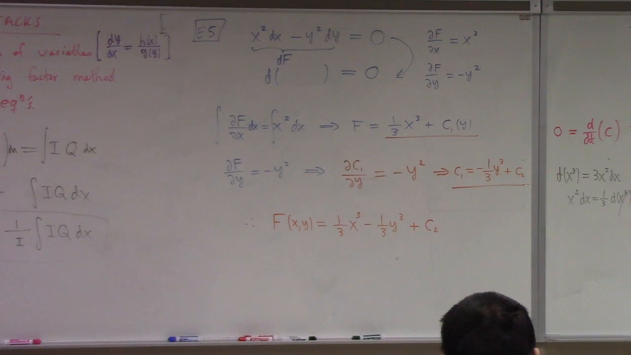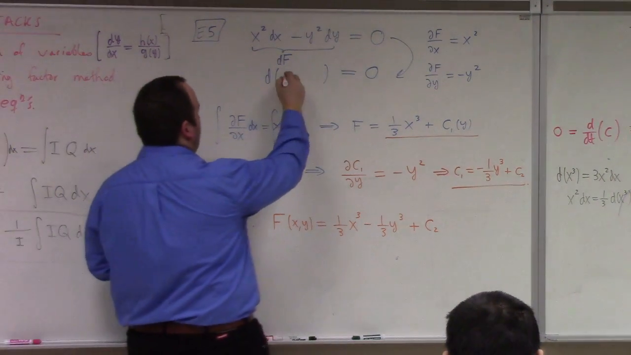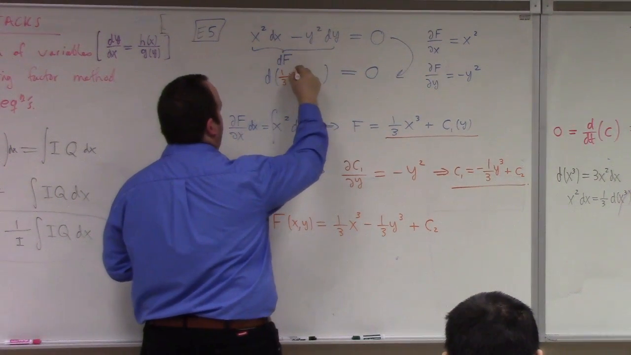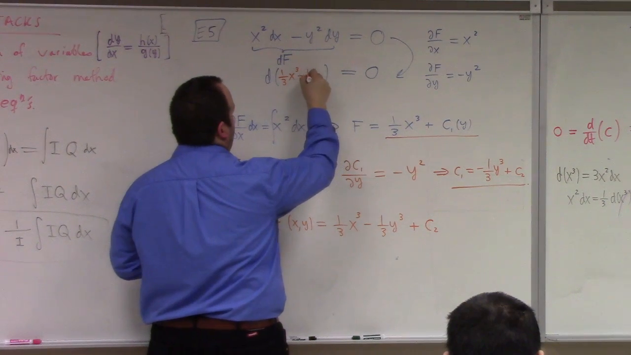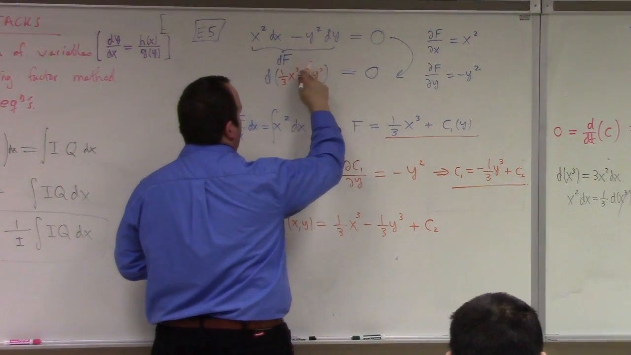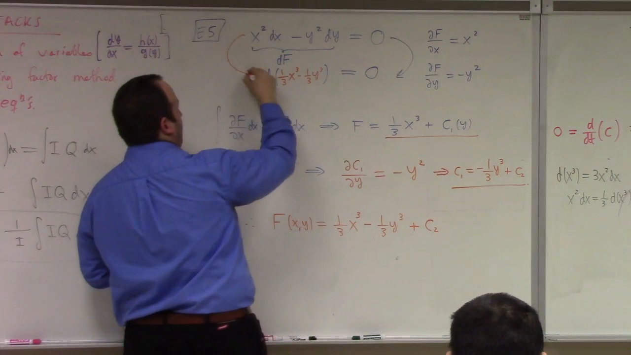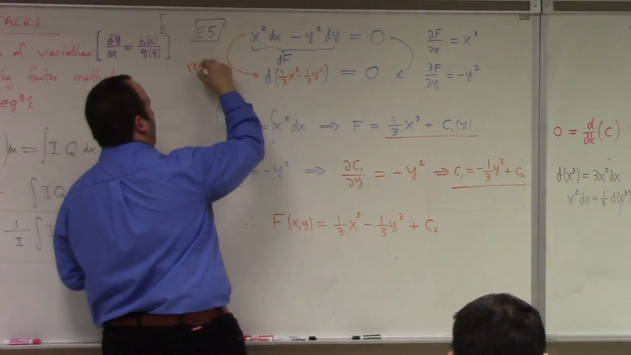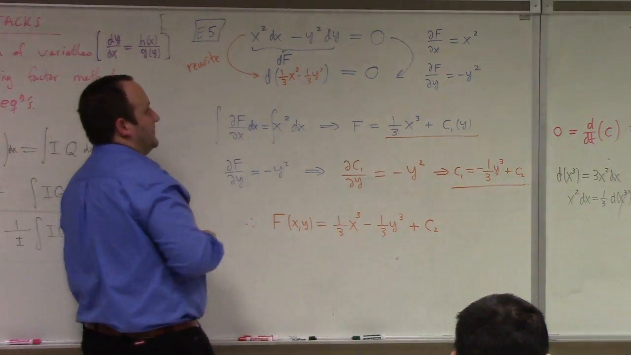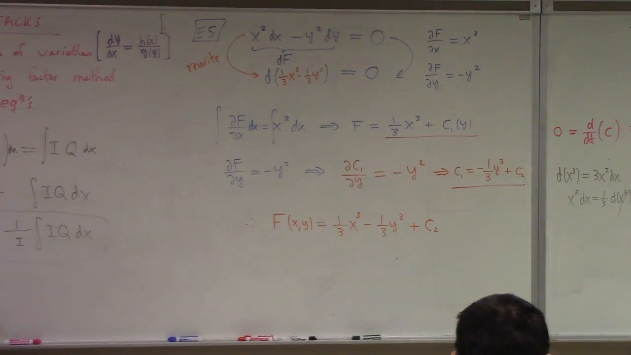Now I don't really care about the c2 there, right? Any function that has the total differential of x squared dx minus y squared dy will do. So just forget about the c2 and you can put a 1/3 x cubed right here, minus 1/3 y cubed. I'm just rewriting the differential equation as a total differential, right?